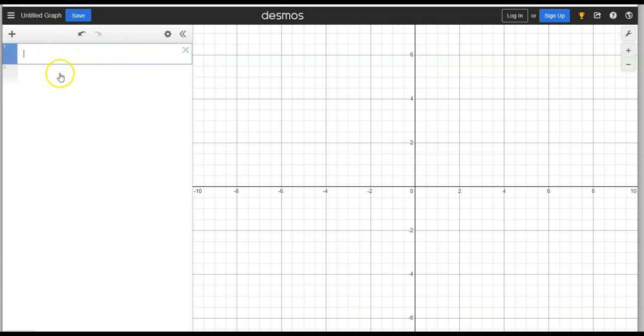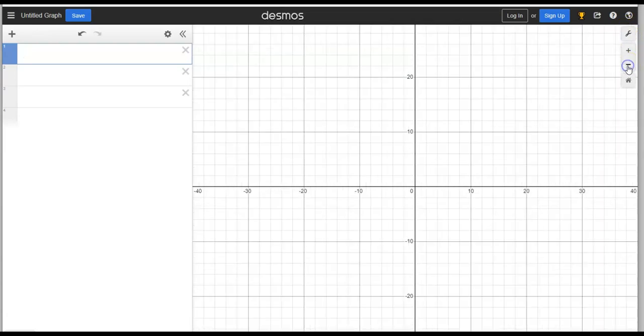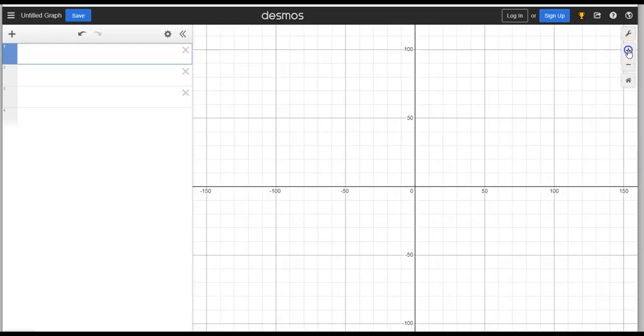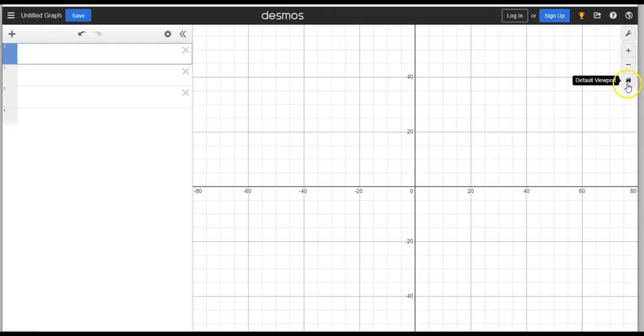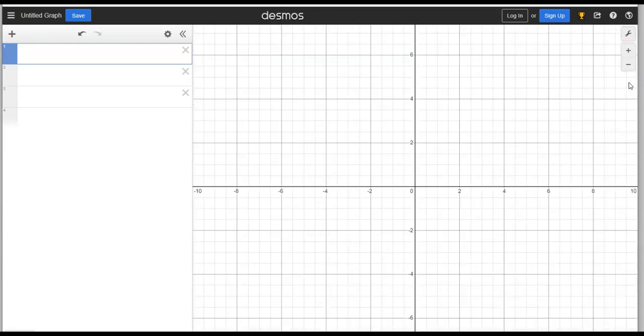So that's where I'm going to put anything I want to input, and I can open up additional entries here. If I want to change my graph, the graph settings are over here on the upper right. It looks like a little wrench. Now I can just zoom in and zoom out like this. And if I've zoomed in or zoomed out and I want to go back to the standard viewing window, that's down here, little home, I go home. Usually we're going to have to change this window to make it fit what we're looking for.